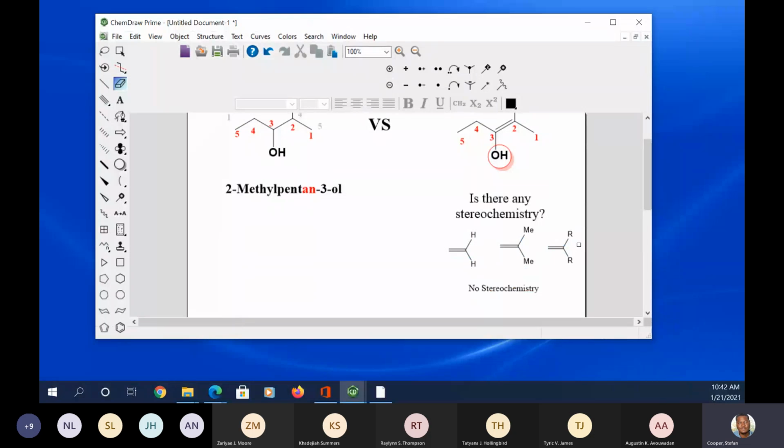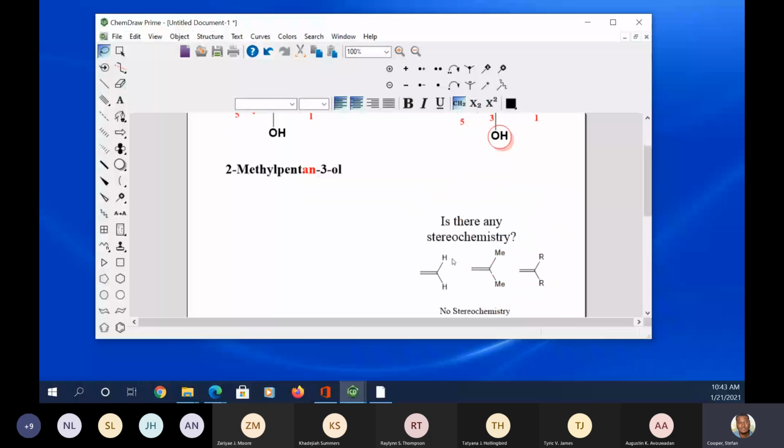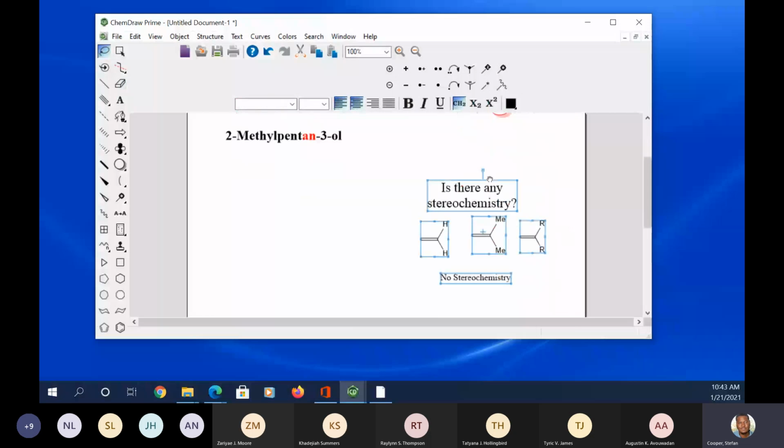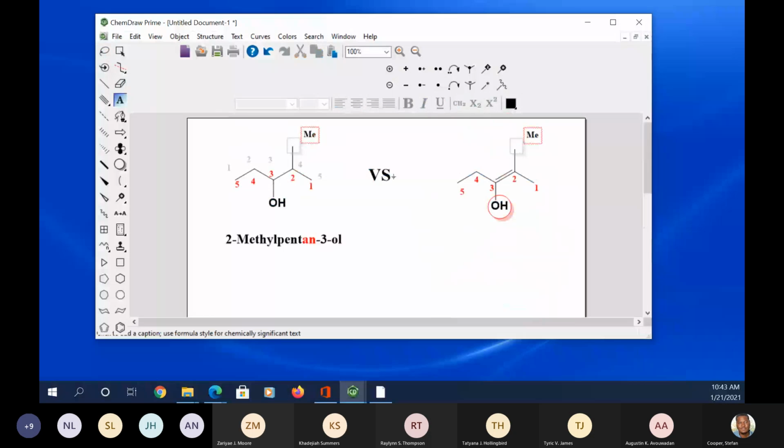Right? So we can't say cis and trans. So this molecule isn't cis or trans. And we'll talk more about that. I got some practice problems where you guys can be identifying those scenarios as well. Okay? So here there's no stereochemistry. I'll write up here, no stereochemistry.